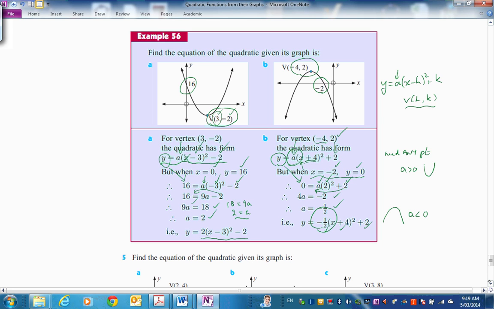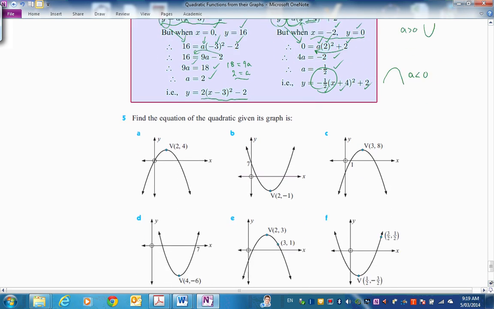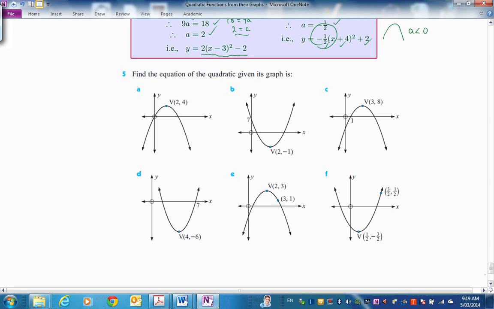Okay, let's have a look at some for you now and see what you think. Question 5. So remember, you have to use the vertex, and you will need one other point to evaluate a. Just let's reiterate that. We know the general form is this, and we can get these from the vertex, but we'll need to substitute in a point to evaluate the a value, the steepness there. Have a go, and I'll show you the answers down below now.